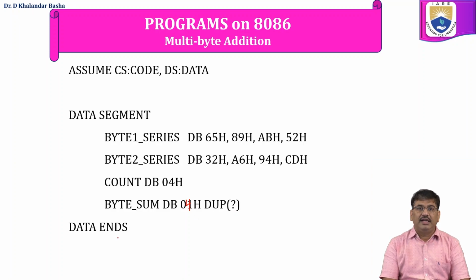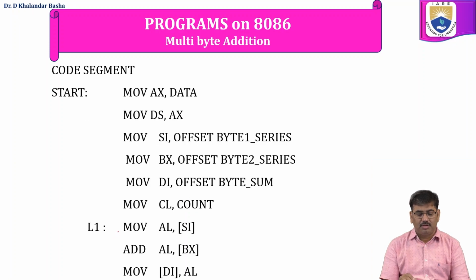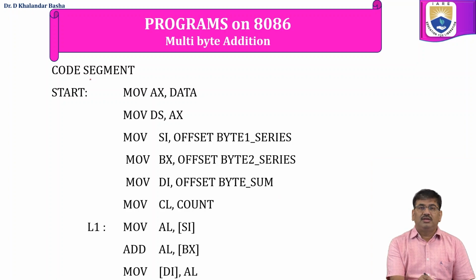Next we will end the data segment by using the directive DATA ENDS. ENDS is the directive used for ending a particular segment. Now we will start the code segment by using the SEGMENT directive, the start of the program. First we will load the data segment address assigned by the assembler into the DS register. For that: MOV AX, data; MOV DS, AX.